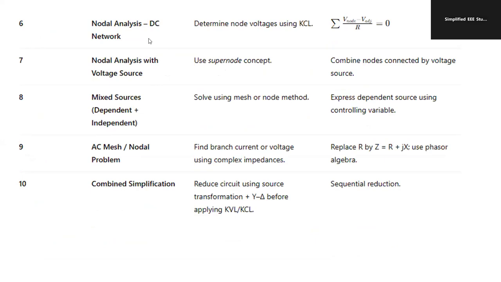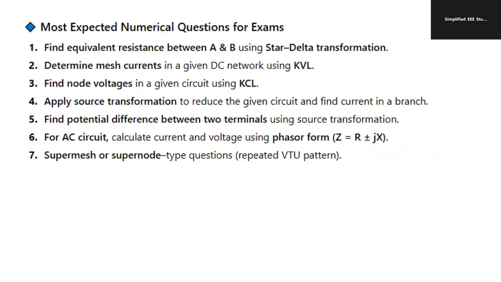Apart from that, you should understand dependent and independent sources, and you should know the concept of super node and super mesh. If you go for a super mesh, you can simplify the equations. If I go for node equations, using the super node concept, again you can simplify the node equations. The most numerical questions: star delta transformation, source transformation, source shifting, node analysis and mesh analysis. You can expect many questions, and the super mesh and super node concept. These are the most probable questions you can focus on in the numerical examples.